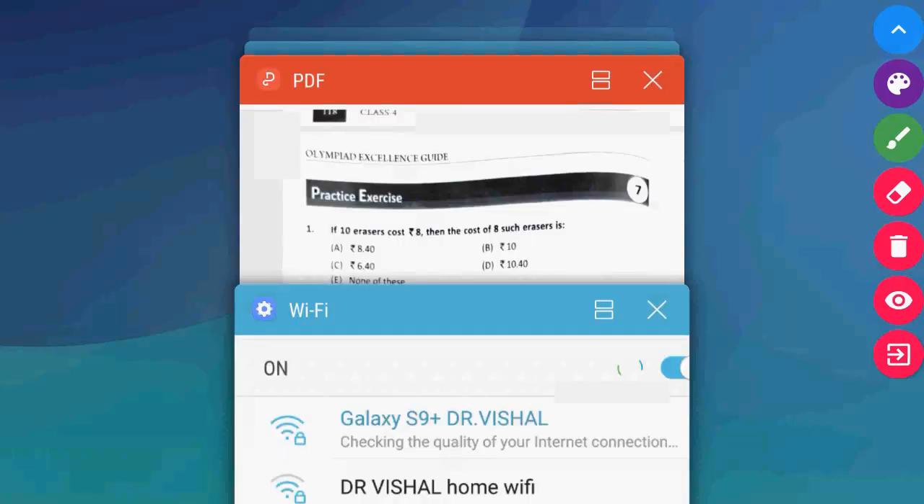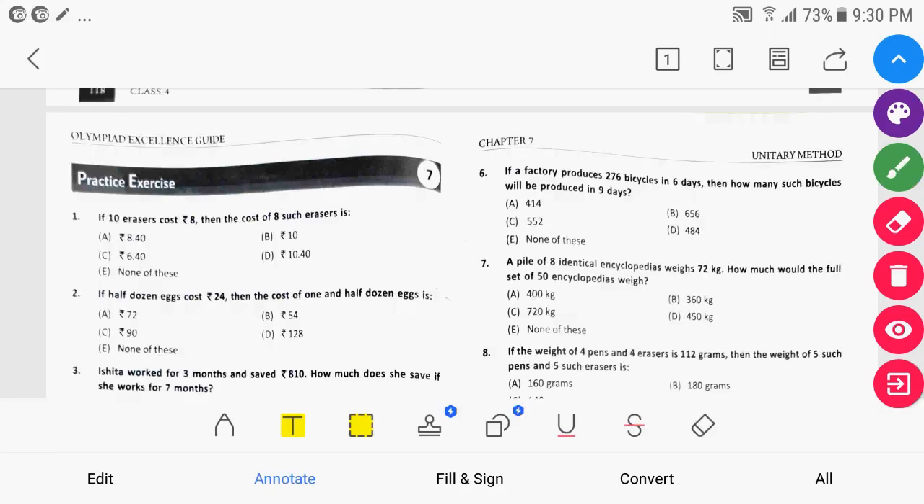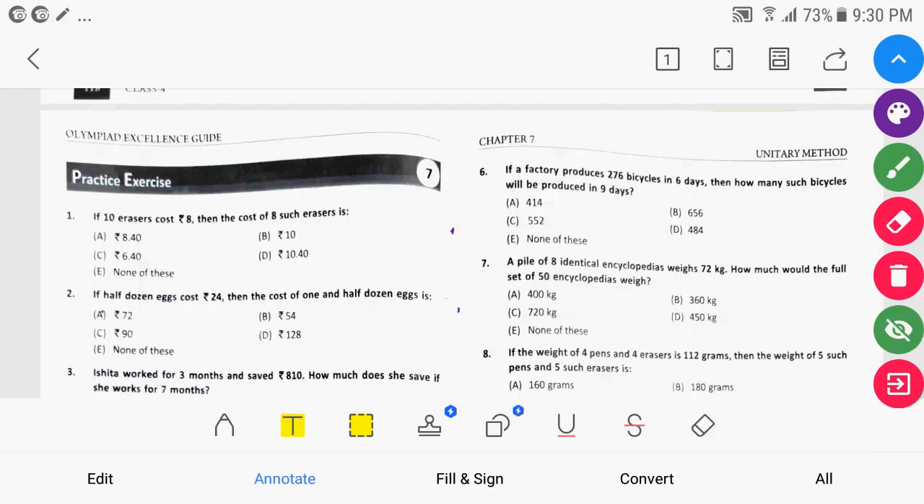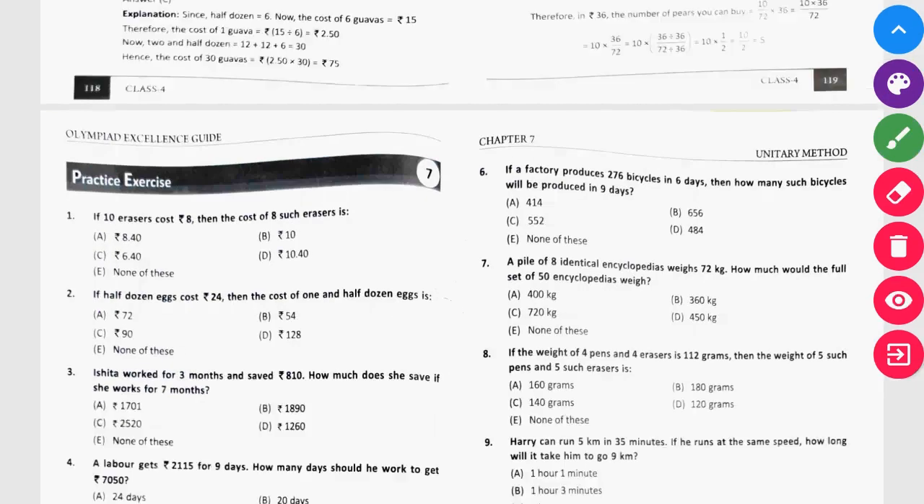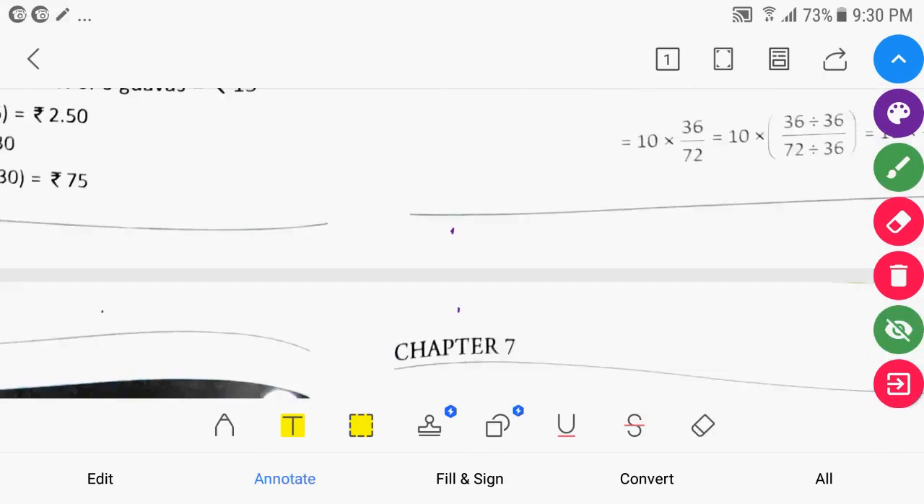Going to take Olympiad for standard 4 math subject. So in the last lecture we went through the unitary methods, and I will shortly explain what is meant by unitary methods first, and then we'll move ahead. In the unitary methods, in the last lecture we saw that we know something about a single, that is a unit.